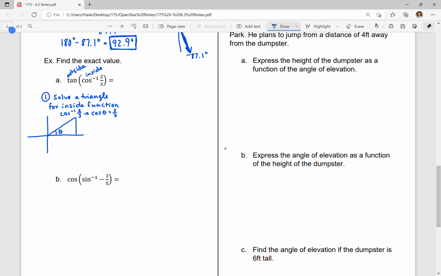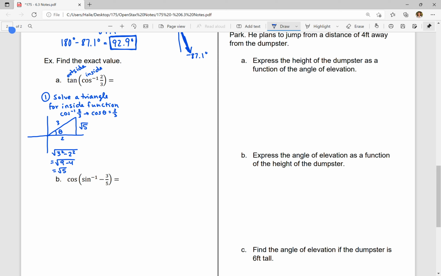So if this is my angle theta, then I can label the sides of my triangle like this because 2 is the adjacent side and 3 is the hypotenuse. So all I need to do to solve this triangle, we don't need to worry about the other angle, but we do need to get that missing side. So the way I can do that is with Pythagorean theorem. So I'm going to take the square root of 3 squared minus 2 squared, and that's going to be the square root of 9 minus 4, which is the square root of 5. So this missing side has length square root of 5. And so now that I have all three sides, I can get any trig function of theta that I want.